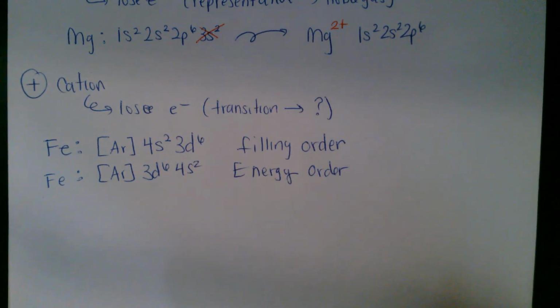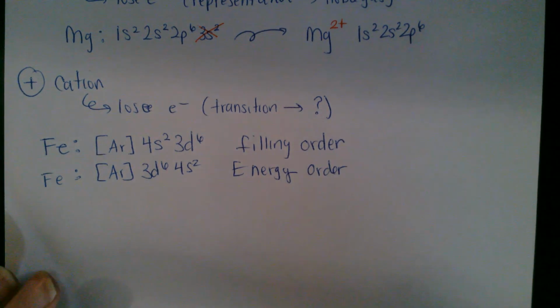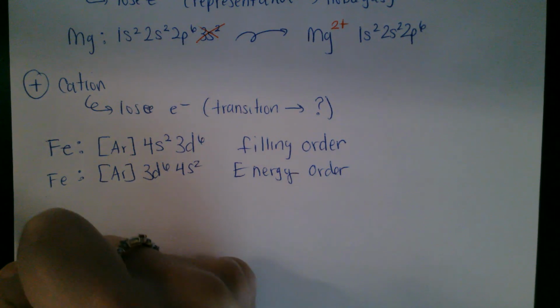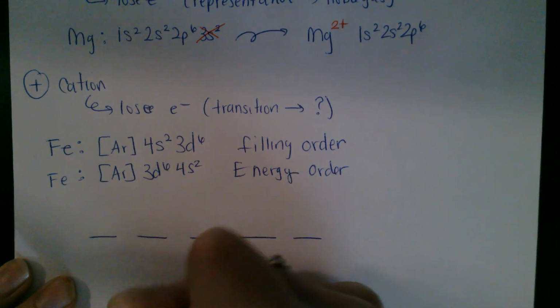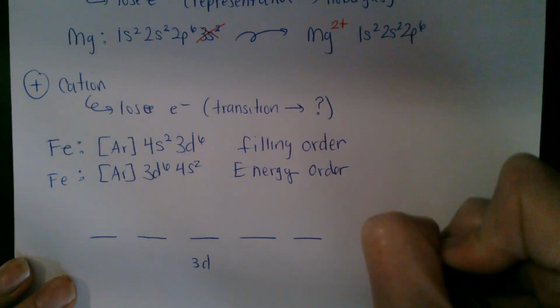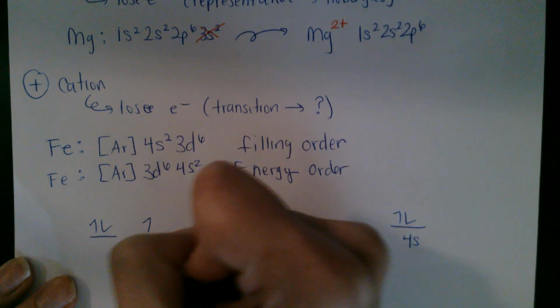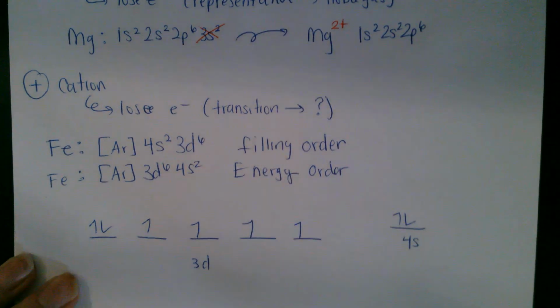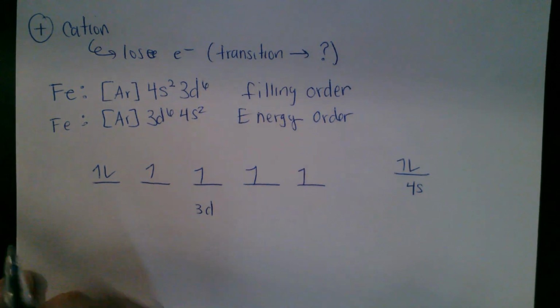All right, so let's look at the orbital diagram for this. At lower energy we have our 3d, and slightly higher we have 4s. So we have 4s2, so 1, 2, and then 1, 2, 3, 4, 5, and 6. Okay, so iron forms two cations.